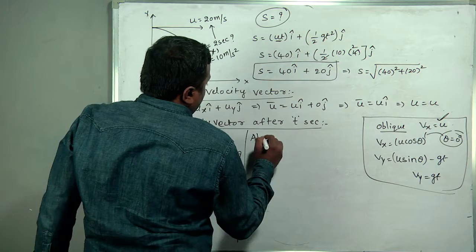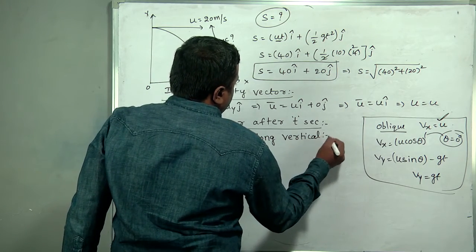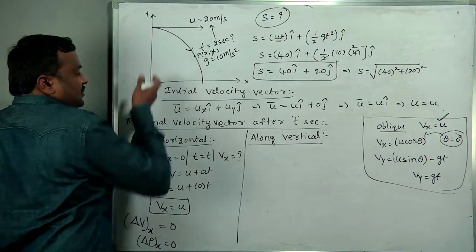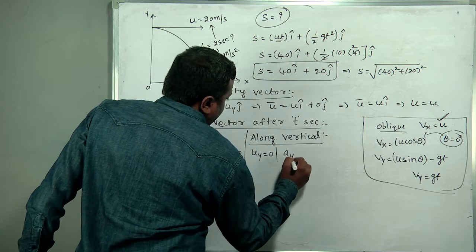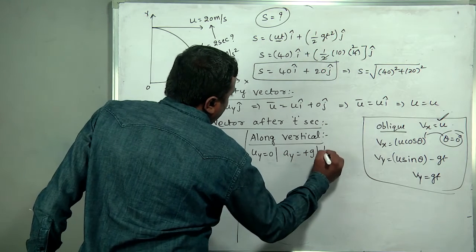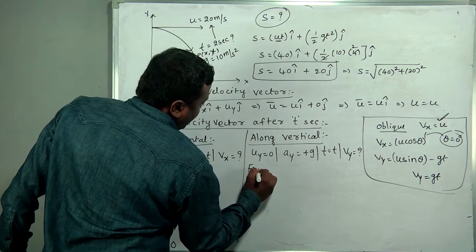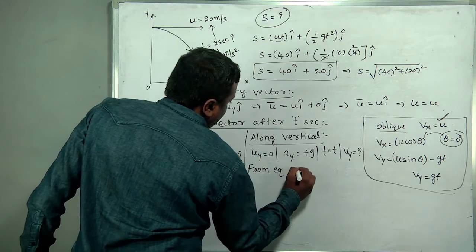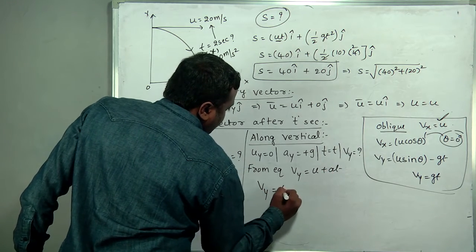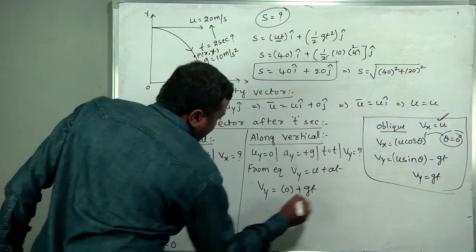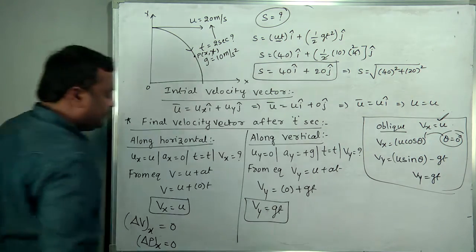Next one, along vertical, you see. Along vertical, it seems to be like a freely falling body. Initial velocity is 0. Acceleration taken to be plus z. After time small t, its final velocity we should find. Now from equation of motion, same, v equal to u plus at. Vy is equal to 0 plus gt. Then vertical component velocity Vy is equal to gt.